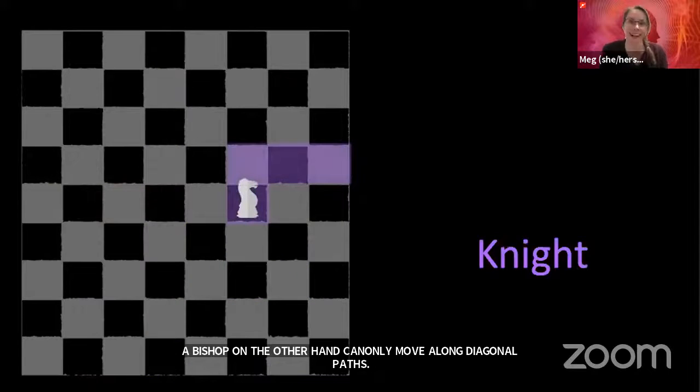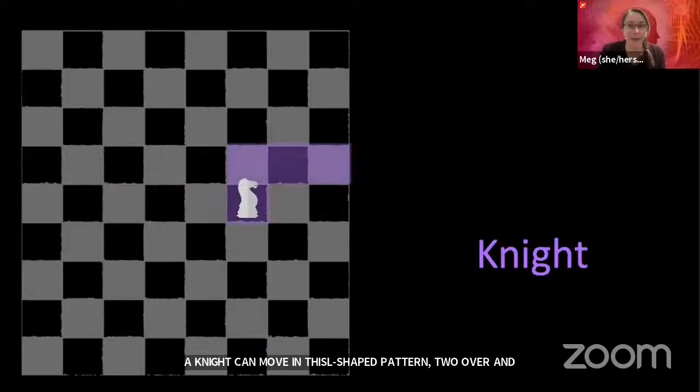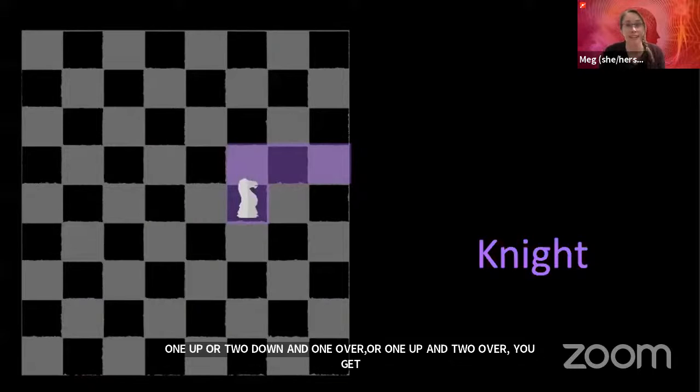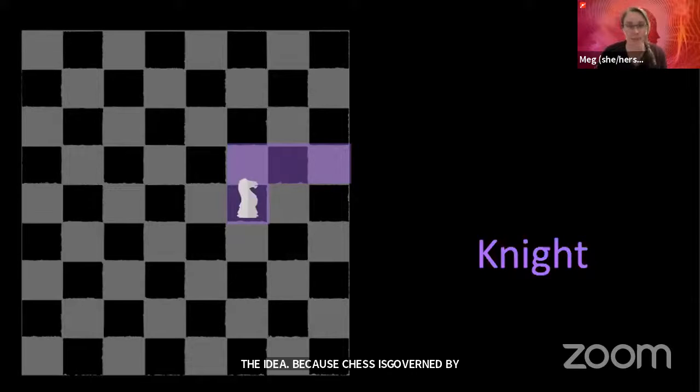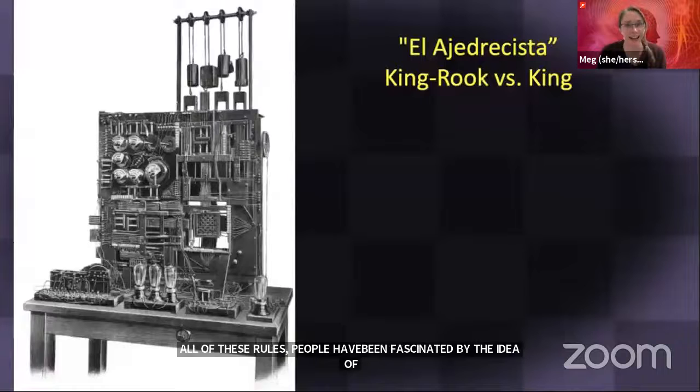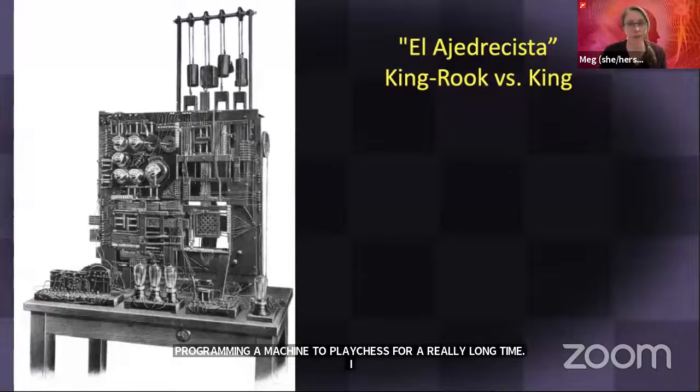You get the idea. Now, because chess is governed by all of these rules, people have been fascinated by the idea of programming a machine to play chess for a really long time. So I'll show you one example. This is El Ajedrecista, which is Spanish for the chess player. It was presented by Torres Quevedo in 1914.